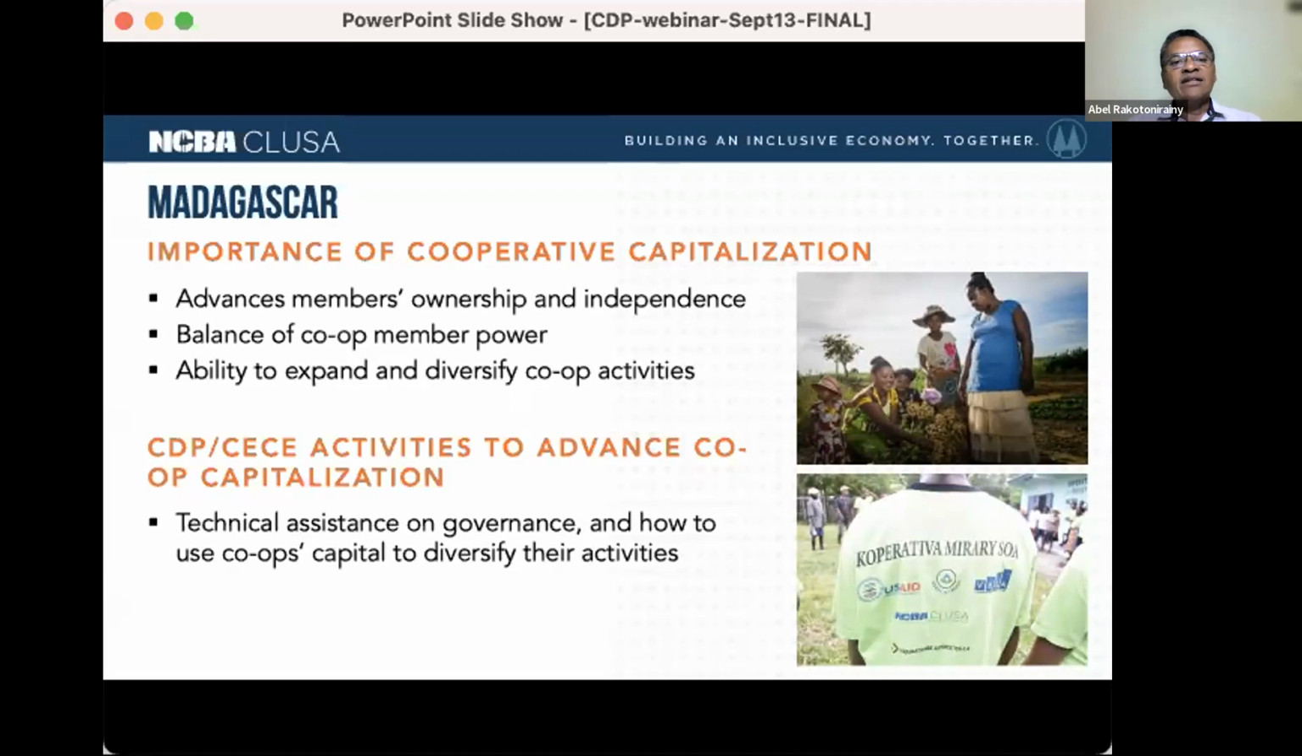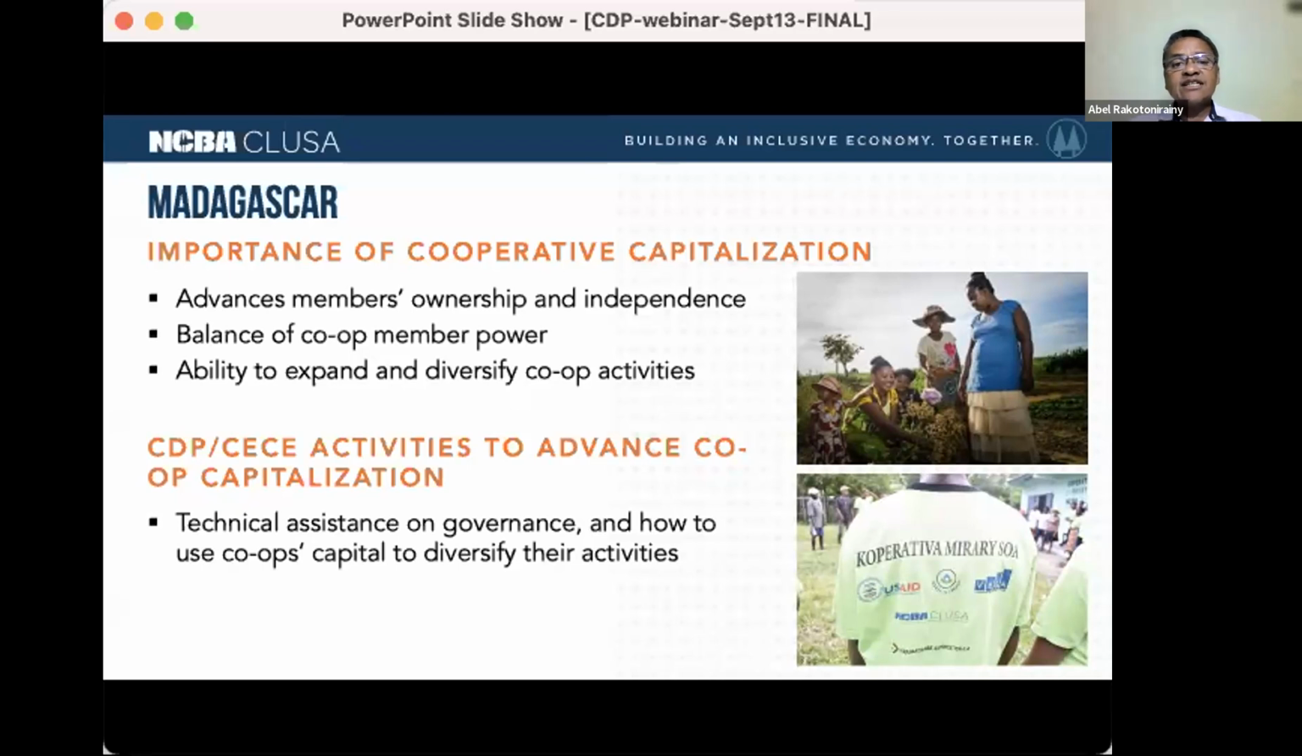That is really one of the responses to the principle of cooperatives. And as such, the cooperatives are able to expand and diversify their activities with more investment, and they are also independent from external financing, and they rely less on lending and loans from a bank, and they can expand their activities.